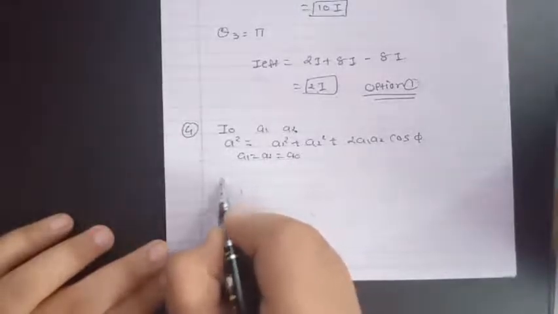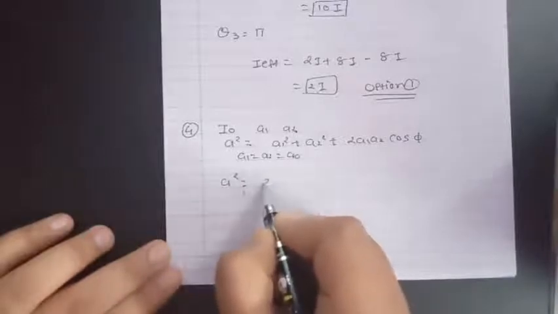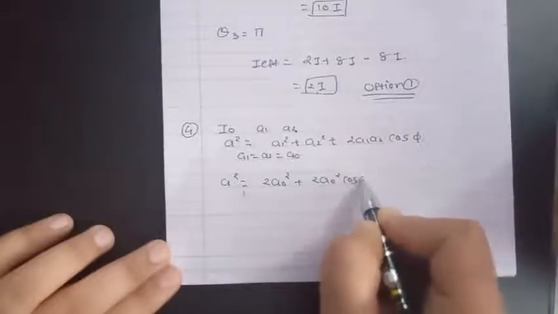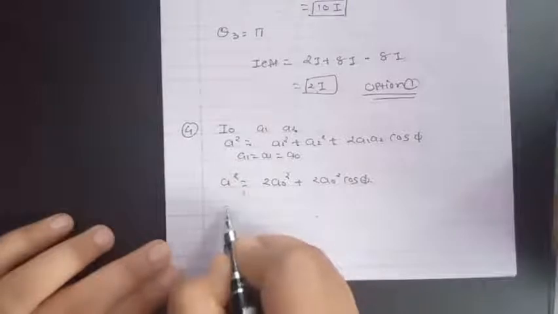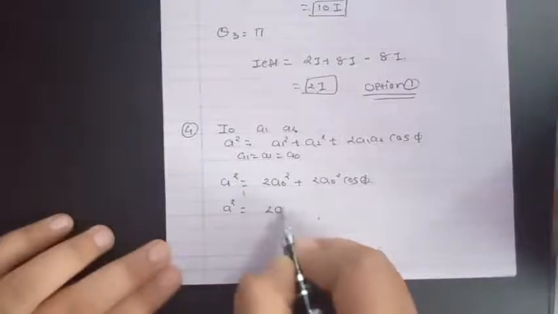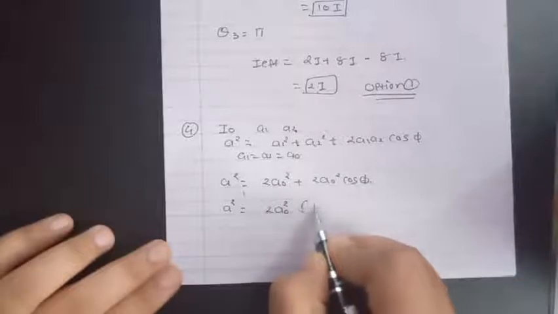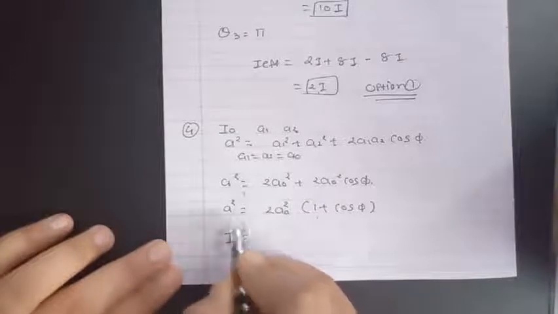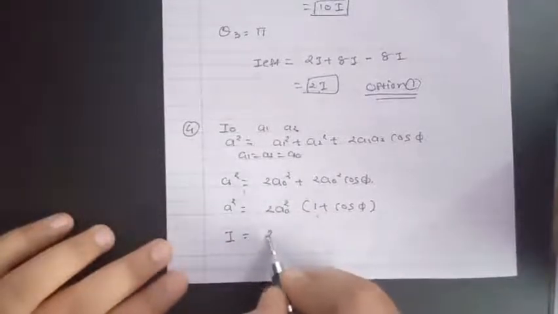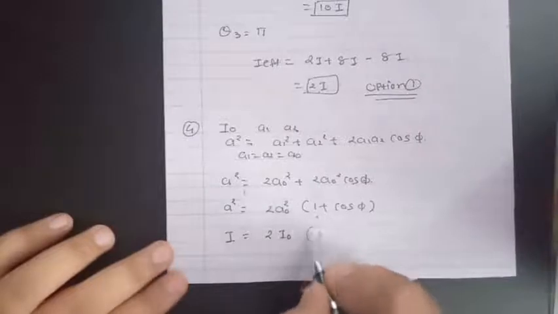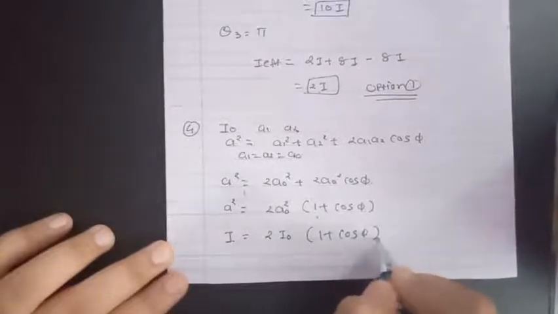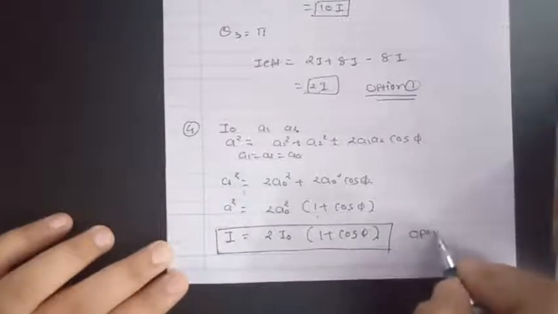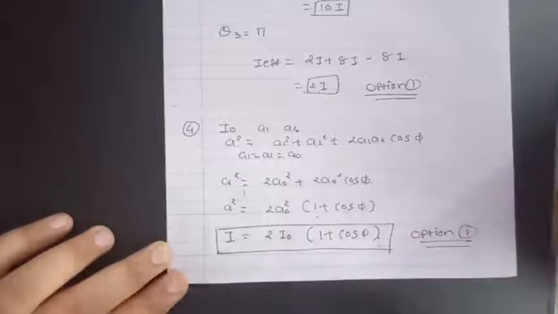So A square will be equal to 2A naught square plus 2A naught square cos phi. Taking 2A naught square common, A square is equal to 2A naught square into (1 plus cos phi). So the intensity is equal to 2 I naught into (1 plus cos phi). So option 1 is the correct option.